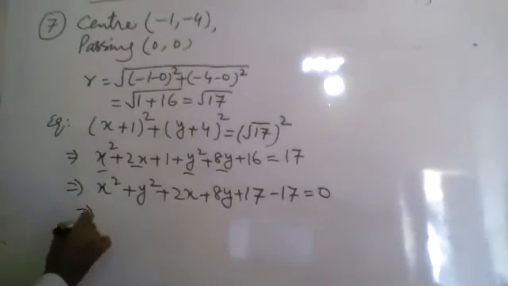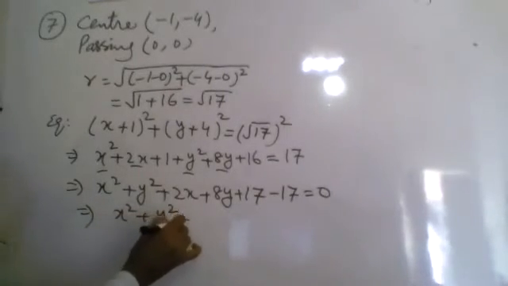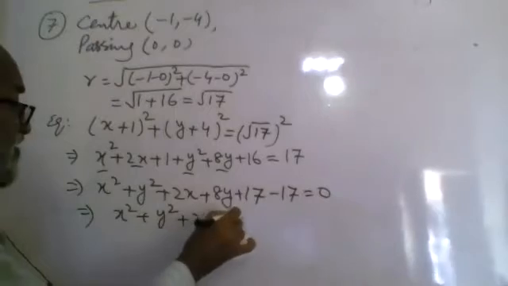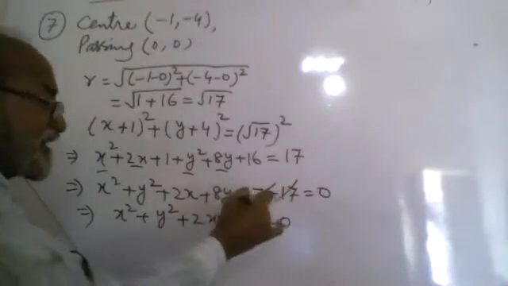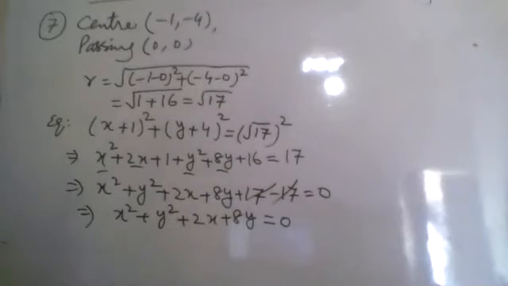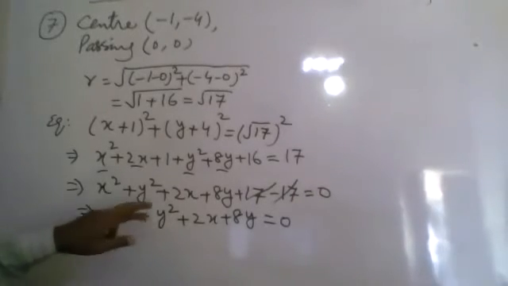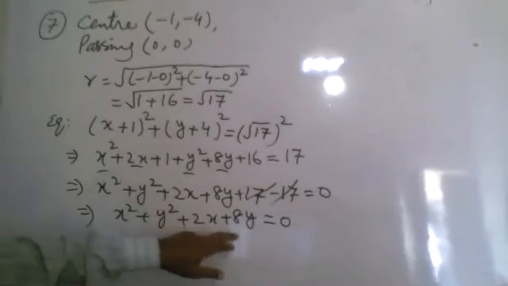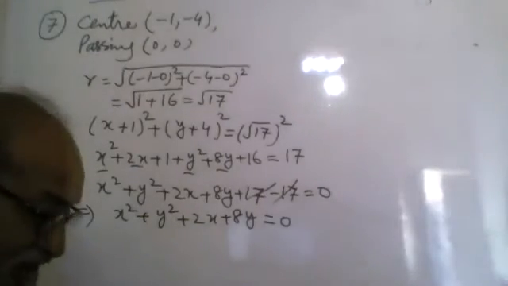So the final answer is x square plus y square plus 2x plus 8y equal to 0. 17 minus 17 cancel out. So this is the answer. This is the equation: x square plus y square plus 2x plus 8y equal to 0. That was question number 7.